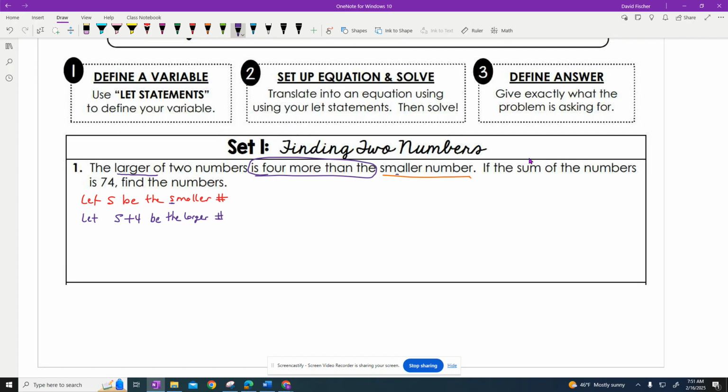So let's continue on. They said that the sum, which I know sum means add these two guys together. And there's my word that I always know is an equal sign. I want to add these two guys together.